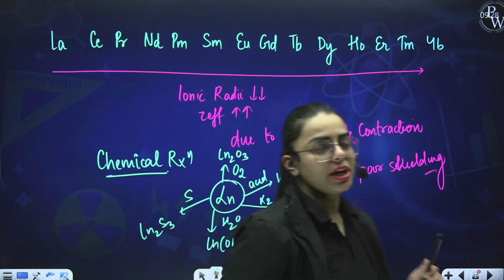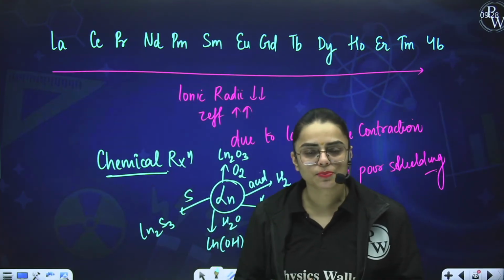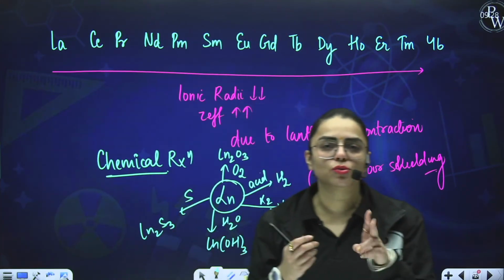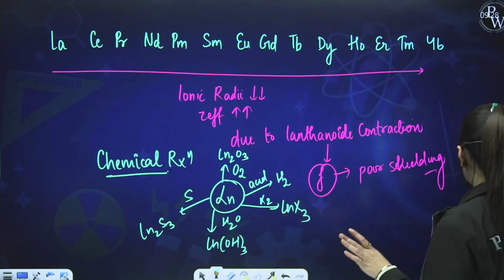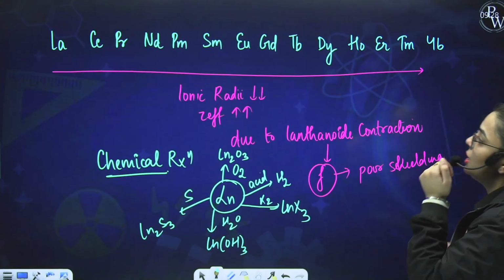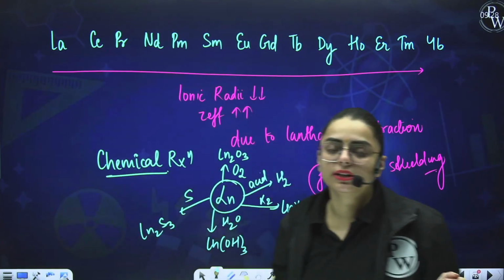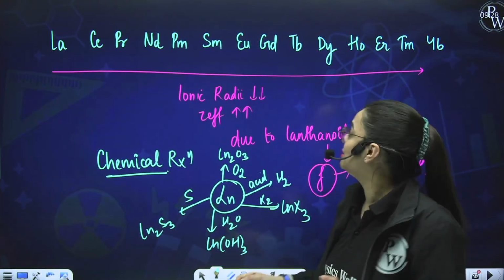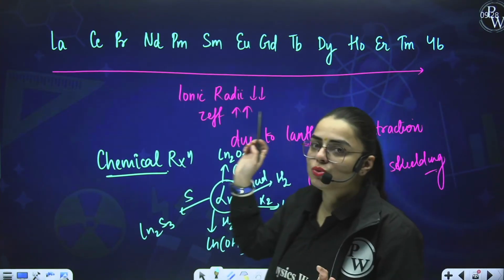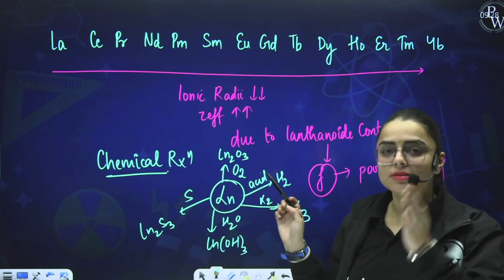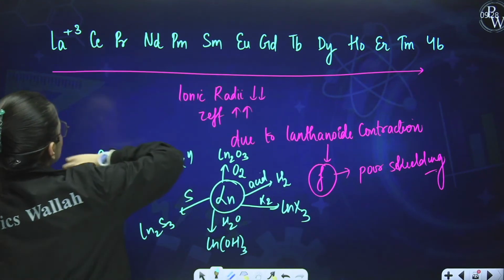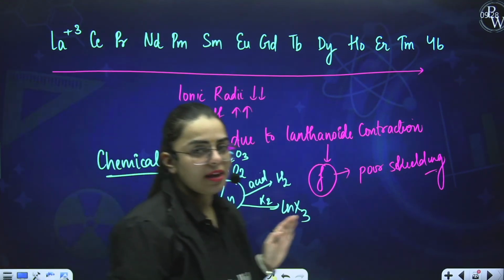Other than this, if I talk about the general properties of lanthanoids, it is very simple, students. Lanthanoid compounds are basically all colored except two compounds. Where is the lanthanoid series? Okay. So if I talk about this series over here, almost all compounds are colored, except lanthanum in +3 oxidation state. When it is present in +3 oxidation state, it won't be colored. Except this, everyone will be colored.